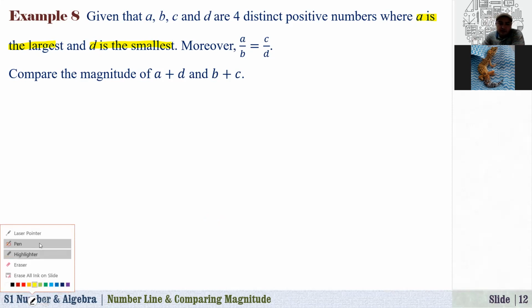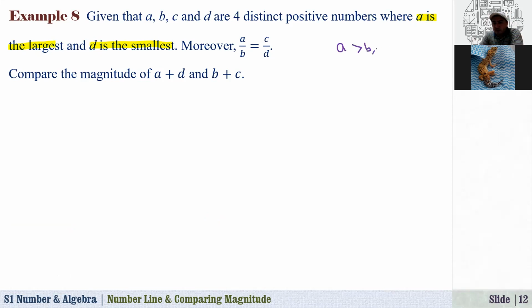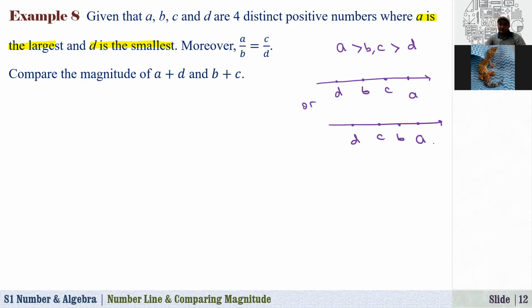Mathematically, we can just write like this. A is greater than B and C. I don't know which one is greater, and also they are greater than D. And B and C are between them. So that means on the number line, we have two cases here, right? It's like this: D is here, and A is here, maybe B is here, and C is here. Or the second case is, here we have D, and here we have A, and here we have C, and here we have B. Either of these, we don't know, right?